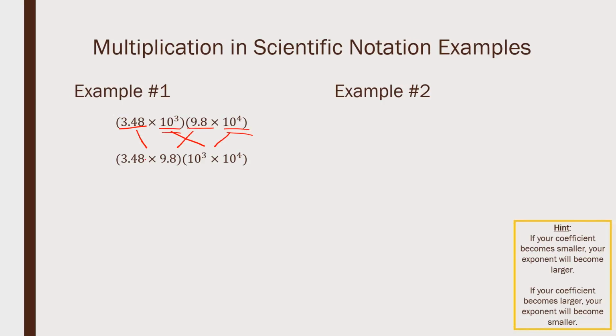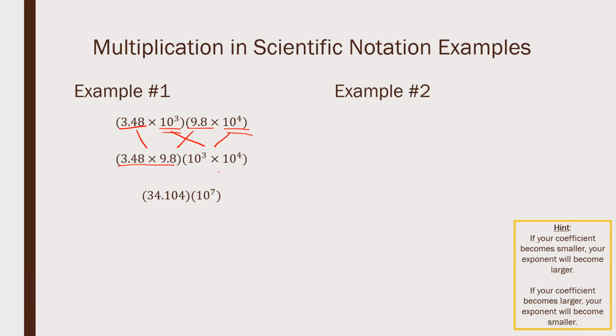Now you can use a calculator to do this math because it will make your life a lot easier. You will need a calculator to do this part right here, the 3.48 times 9.8. However, when you look at your power of 10, this is the product rule, and the product rule says that you add the exponents and you keep the base. So it stays at 10, and 3 plus 4 becomes 7. So once you use your calculator, you would get this answer right here, times that 10 to the 7th, because the product rule says add the exponents.